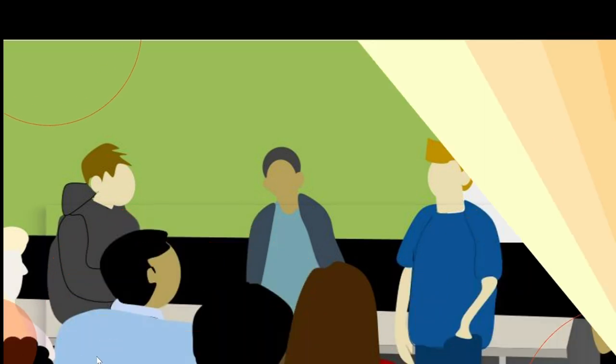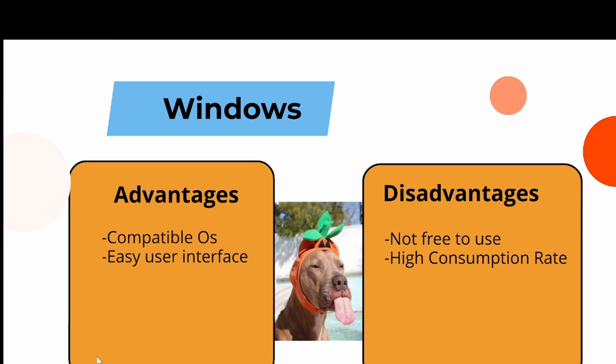And now comes the pros and cons of each OS. The advantages of Windows are that it is compatible as an operating system that can support most applications, and Windows provides an easy, smooth, and user-friendly interface. Next come the disadvantages of Windows operating system. One of the major disadvantages of Windows is that it is not free to use. Users need to pay a price, even if they want to upgrade to the latest version of Windows. Windows has a high consumption rate of computer resources like RAM when compared to Ubuntu.